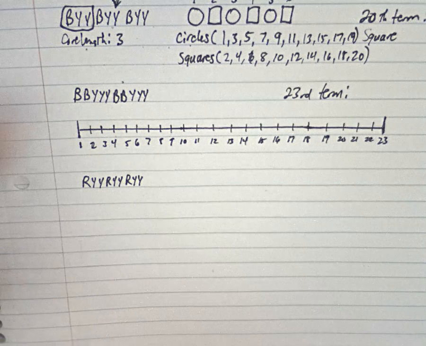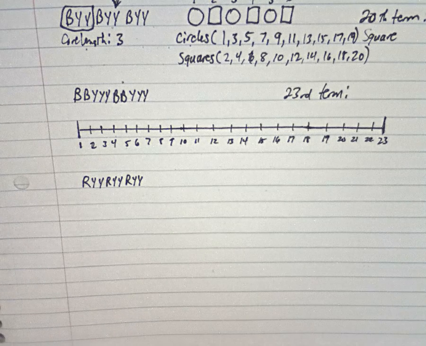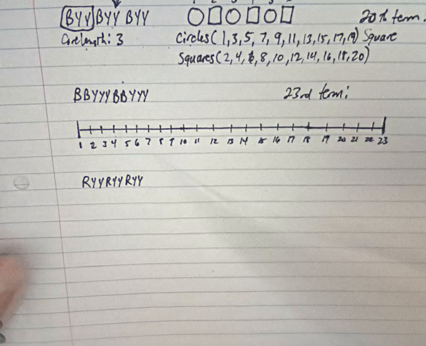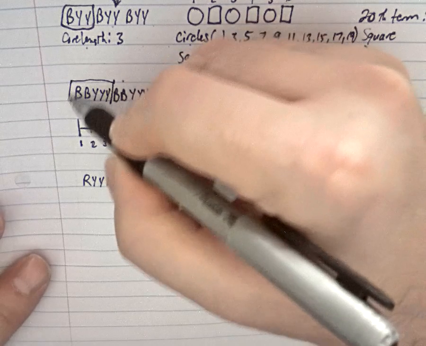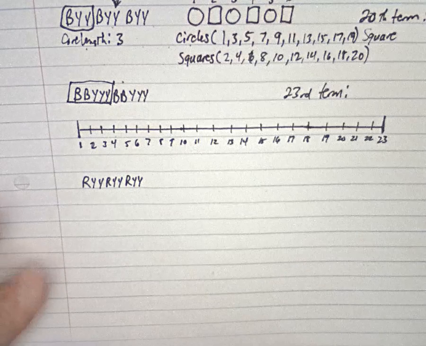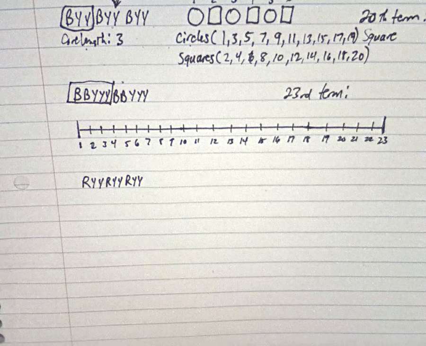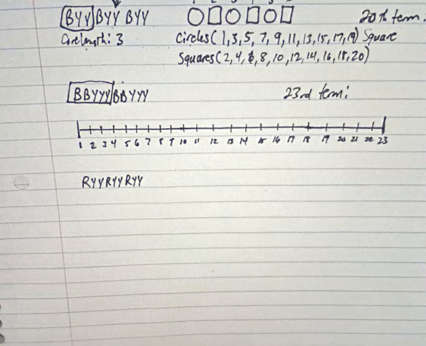Okay, so first of all, we look at our pattern. Where does it start to repeat? So you've got B, B, Y, Y, Y, B, B, Y, Y, Y. You can figure out pretty clearly that the pattern starts to repeat right here. So you have a core length of 5 terms. We have 10 terms here altogether.